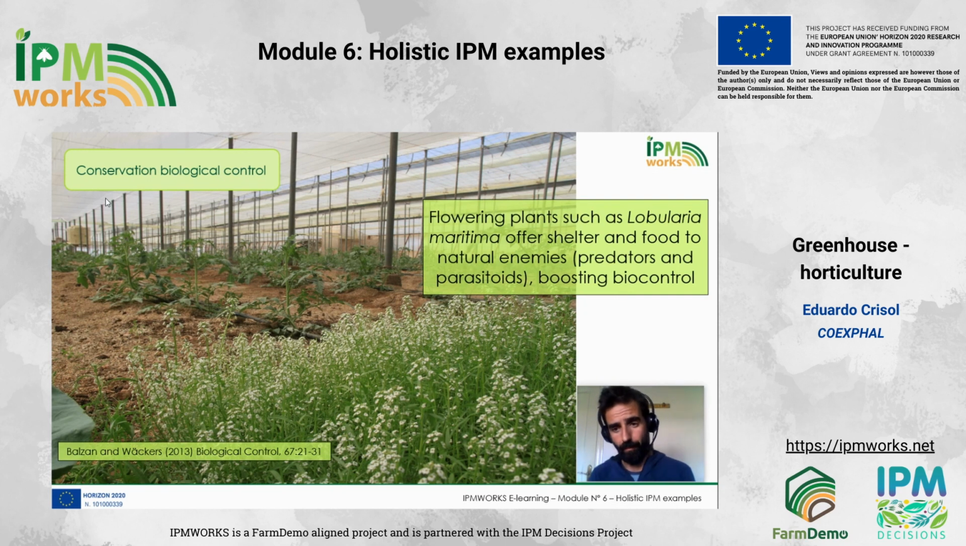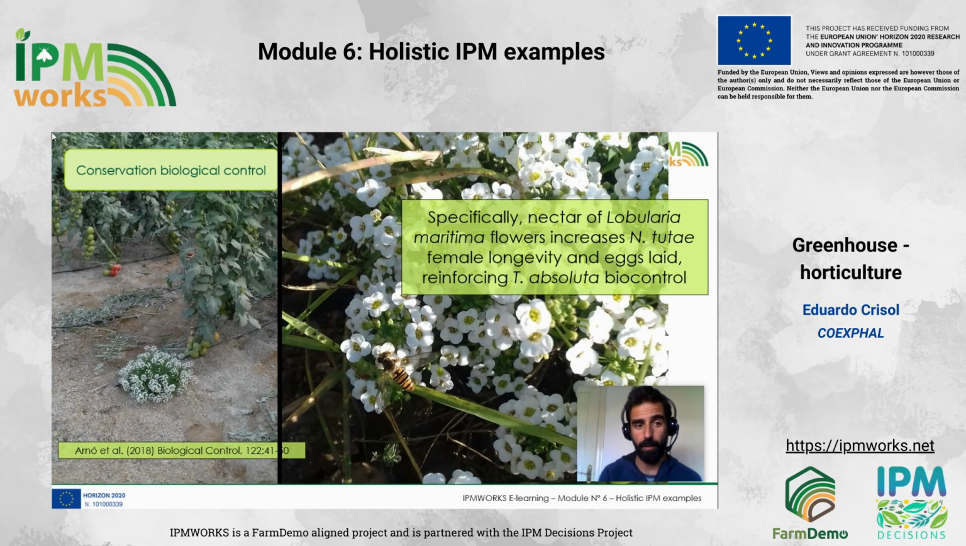It is very important to look for diversity, to look for flowering plants that have food sources. They also offer shelter and egg-laying sites for natural enemies, such as, in this case, the species Lobularia maritima that we can see in the picture. These flowering plants represent a very simple and yet very practical and solid strategy to reinforce conservation biological control.